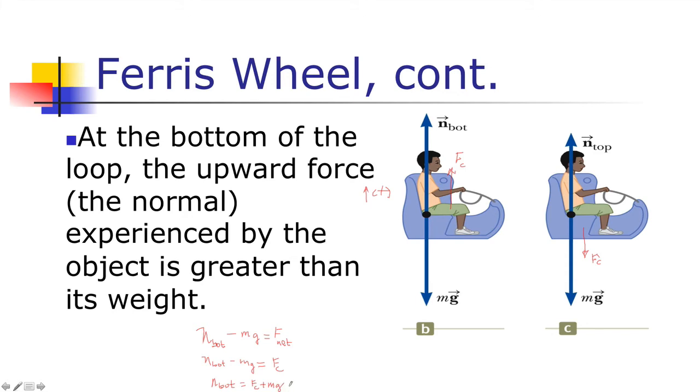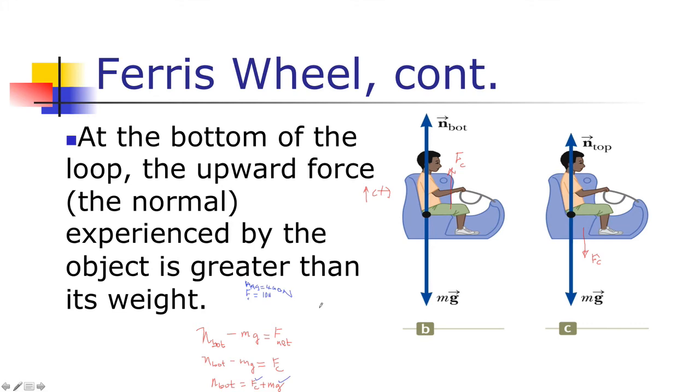So you can imagine that the kid at the bottom is feeling the sum of those two forces. That is his weight plus the centripetal force. Let's imagine F centripetal is 10. I'm just making up numbers. 10 Newton. And the weight of the kid is 400. That is mg. Okay. So therefore, the normal force that he's going to feel is going to be 110. The normal force he's going to feel is going to be 110. That's why he's feeling heavier than himself.